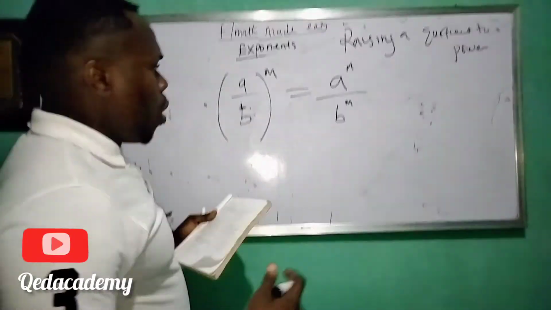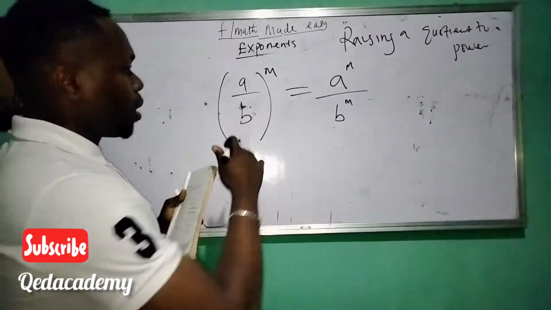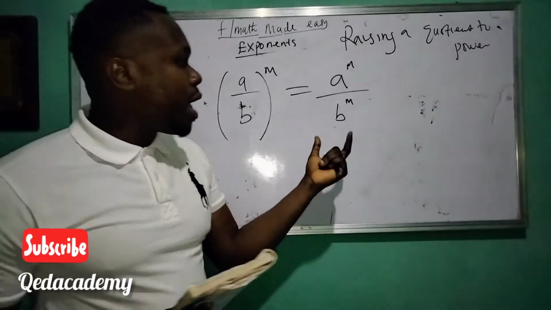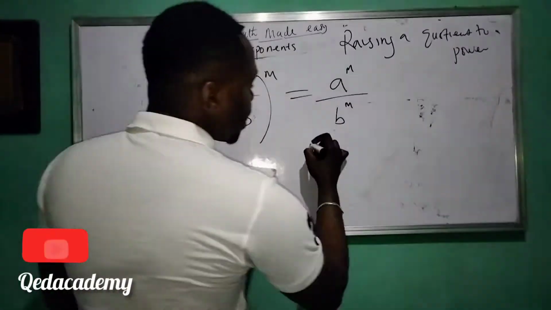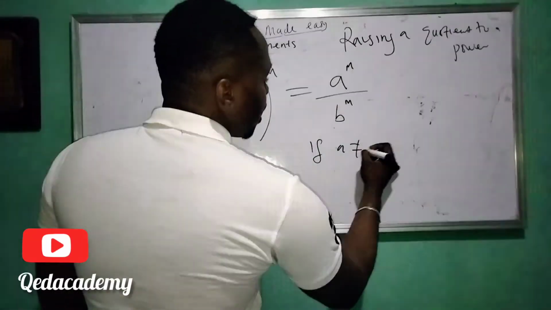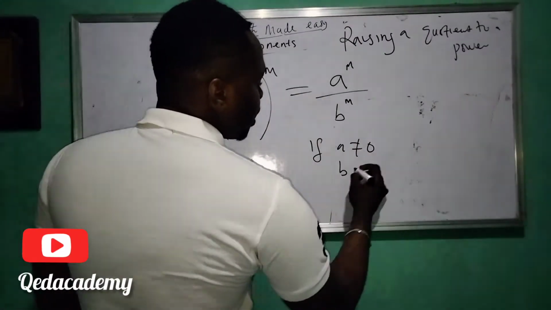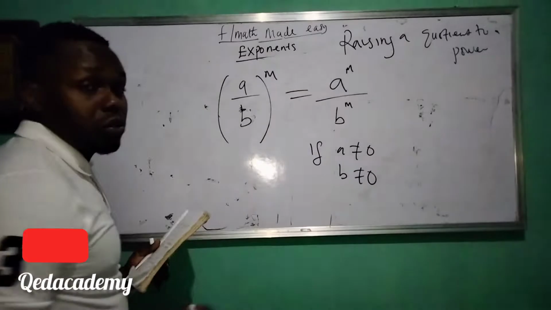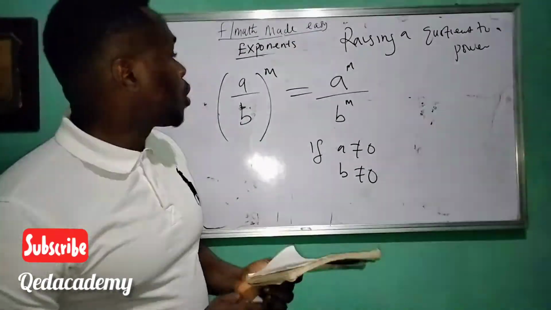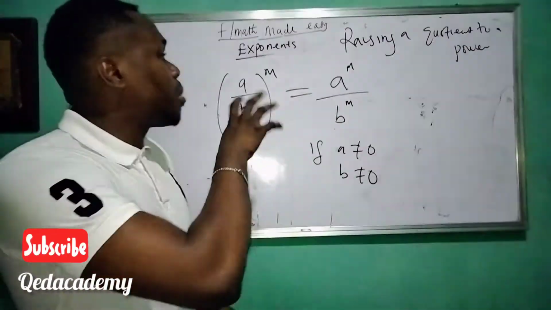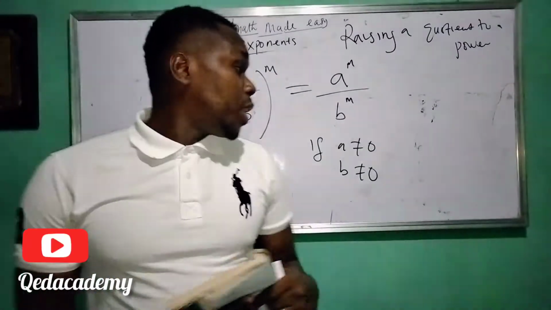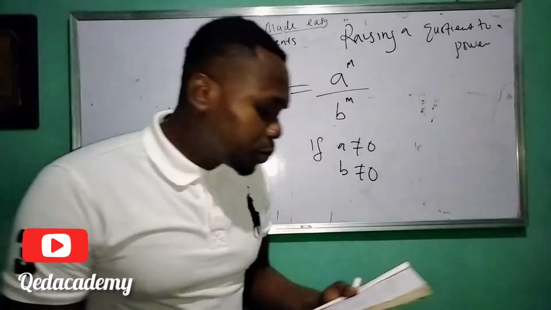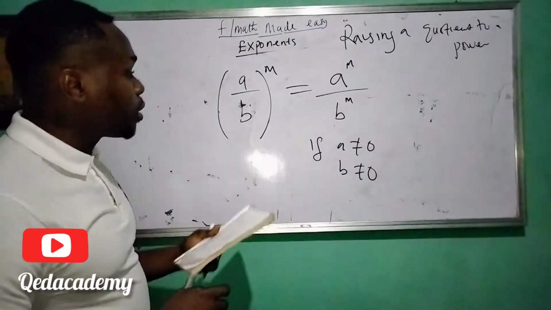We're going to take an example that illustrates the condition. This is true if a is not equal to 0 and b is not equal to 0. So for these properties to be true, a must not be 0 and b must not be 0. We'll look at a more practical example on this.